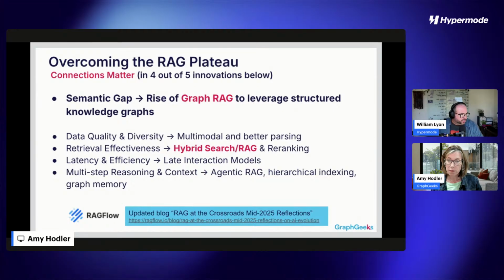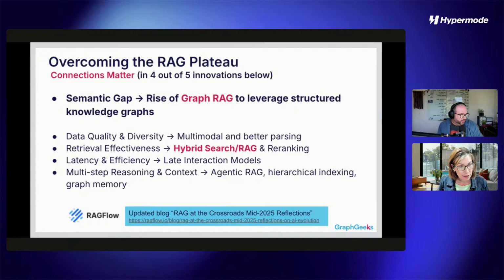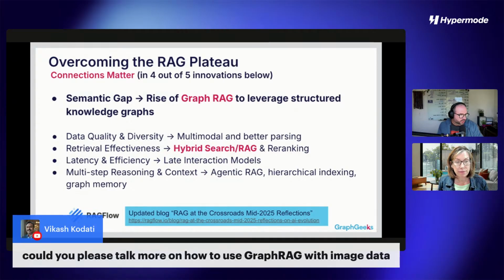Well, I see a question in the chat here. Maybe now's a good time to take this. So you mentioned this idea of image data and including that in the RAG process. Could you speak a little bit more about what the benefit of that is, and are there specific use cases this would be relevant for?